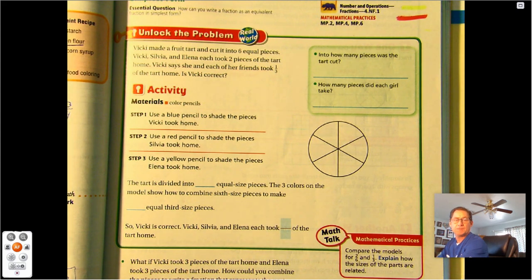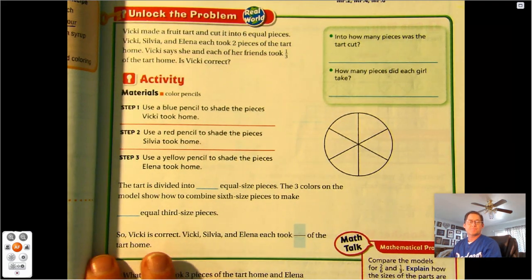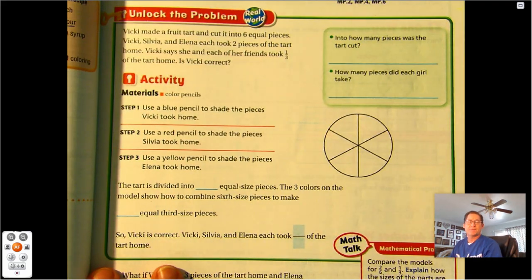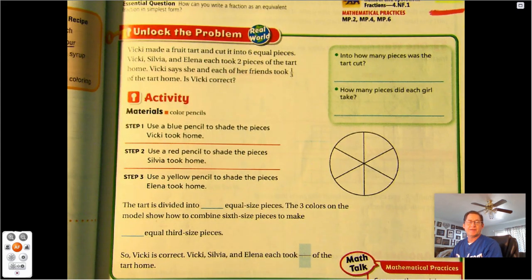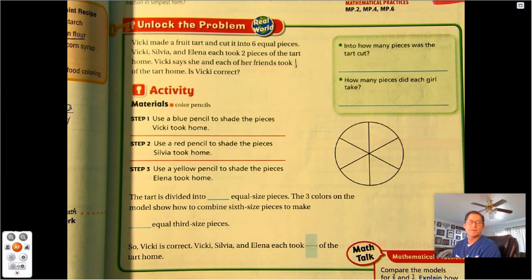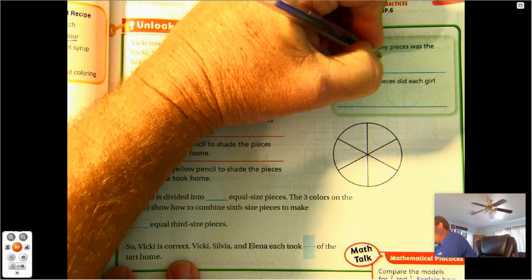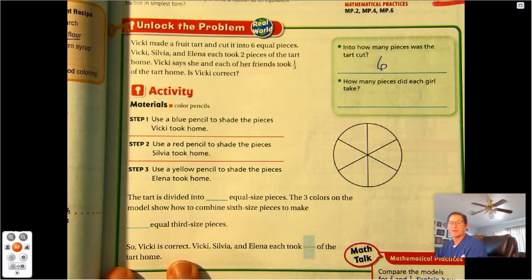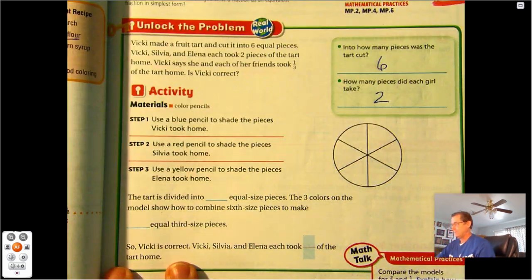All right, so let's go ahead and get started with the question. It says, Vicky made a fruit tart and cut it into 6 equal pieces. Vicky, Sylvia, and Elena each took 2 pieces of the tart home. Vicky says she and her friends took 1/3 of the tart home. Is Vicky correct? Well, into how many pieces was the tart cut? It was cut into 6 pieces. How many pieces did each girl take? Each girl took 2 pieces.